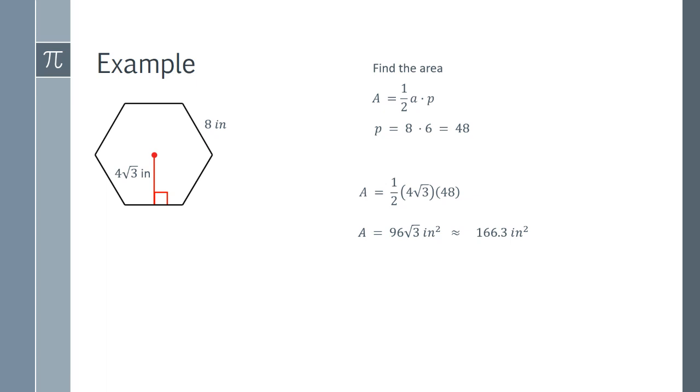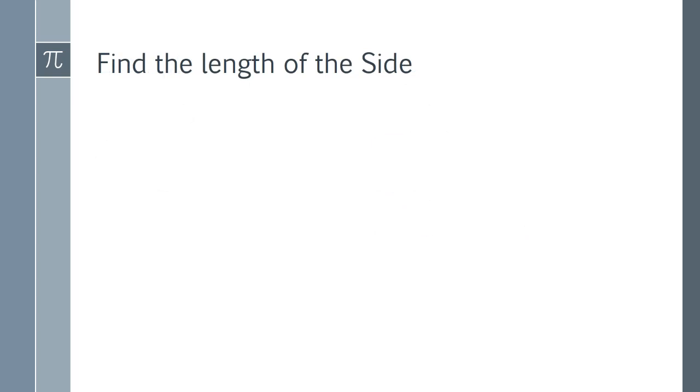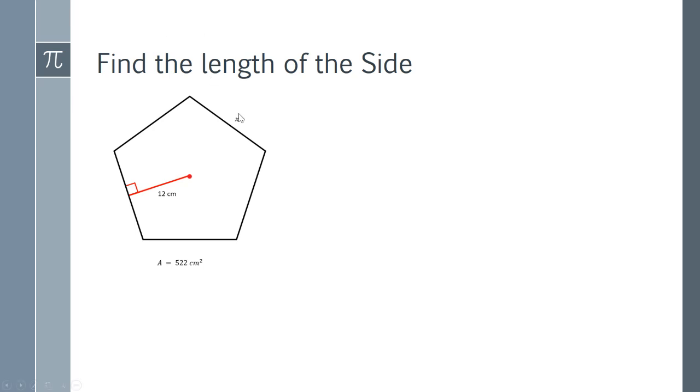Now, what else can we do with this? Well, we can find the length of one of the sides. So here's a regular pentagon. And what we want to find is this side over here, X. I've told you the apothem. I've told you the area. So how are we going to do this? Well, we're going to start with our formula. In this case, we already know the apothem. It's 12. Well, what's the perimeter? Well, the perimeter is going to be 5 times X because we have 5 sides. Each side is X, so the perimeter is 5X.